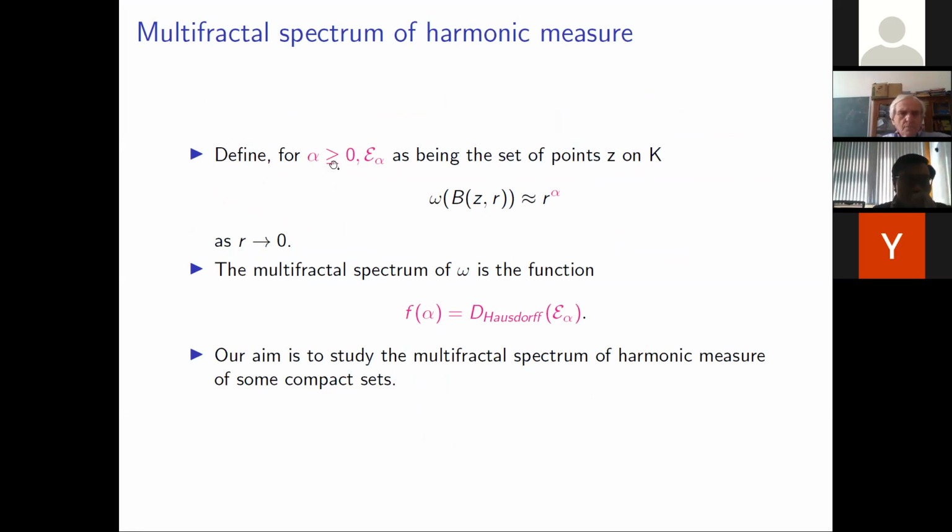So first of all, we define E alpha, for alpha negative, as the set of all points on K so that the harmonic measure of the ball of radius r decays with the power law r to the power alpha as r tends to zero. We define f of alpha as the Hausdorff dimension of E alpha. So we aim to study this function.